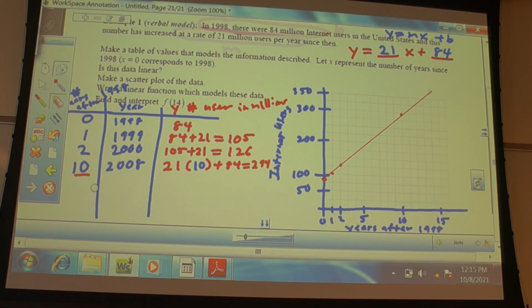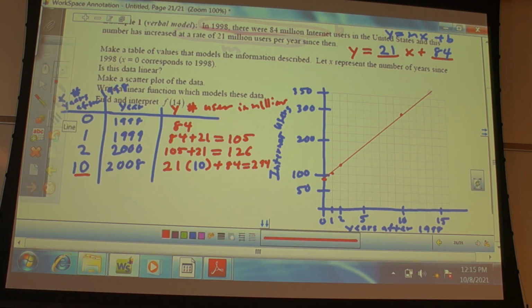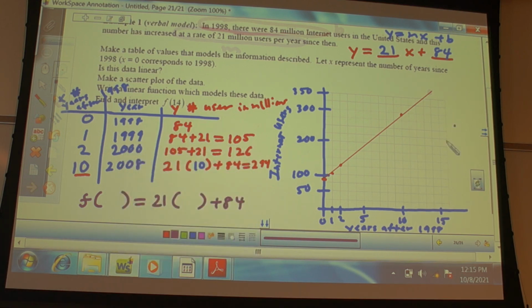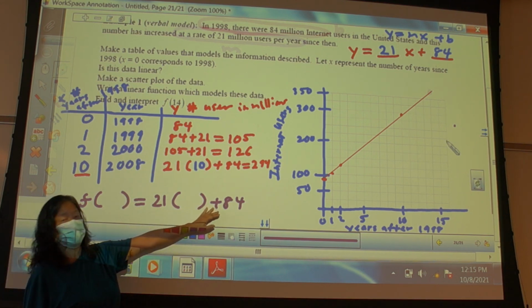And then they ask us to find and interpret f of 14. So for f of 14, I put f, giant parentheses, what's my function? 21x, giant parentheses, plus 84. That's my function, right? f of x equals 21x plus 84.